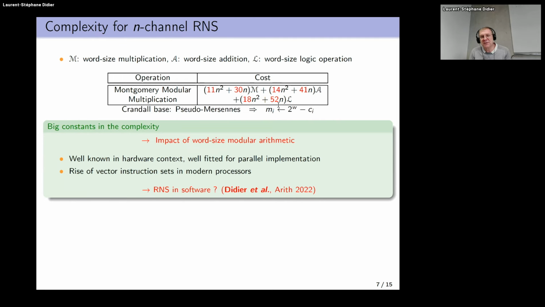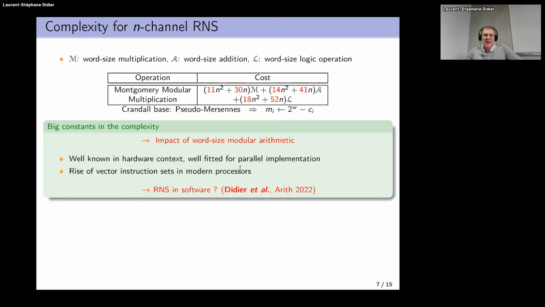It's the use of the modular operation at the word level in each channel for the RNS base, because even with pseudo-Mersenne moduli, there are more operations than in the multi-precision case. And so we will have the penalty of this constant, and it renders the computations quite slow in comparison with classical representation. And even if we take advantage of parallel implementation with the rise of the SIMD extensions in most modern processors, you still need a lot of time to compute, and it's not even in this case fast enough to be competitive.